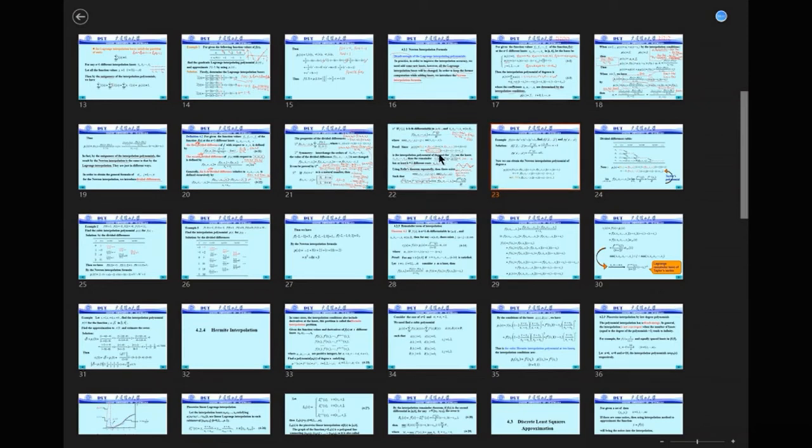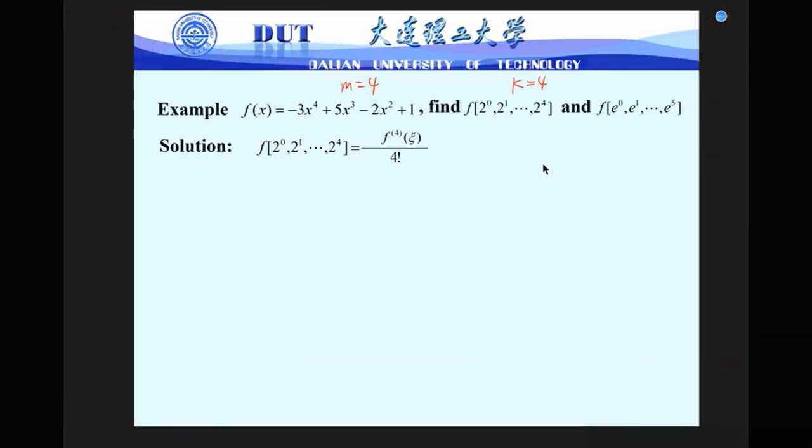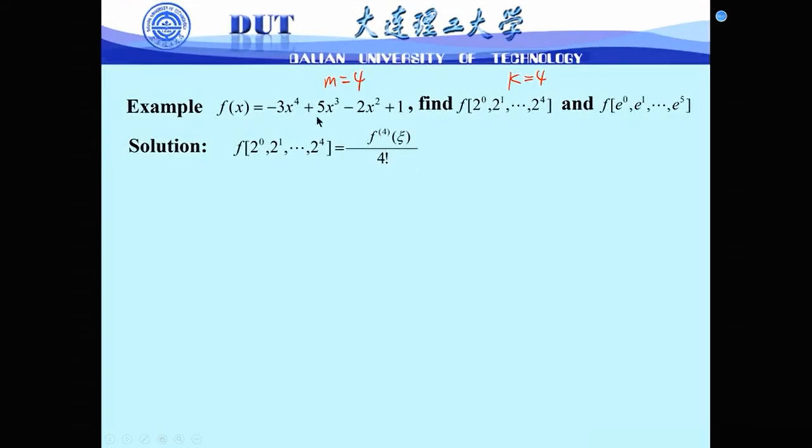the relation between the k-th order divided difference and the k-th order derivative. It's okay. So we can also use this property. The first-order derivative of f at some c divided by 1 factorial. But you should know this is a polynomial of degree 4. So its derivative should be minus 3 multiplied by 4 factorial, right? Again, divided by 4 factorial. So the result is just the coefficient, minus 3.